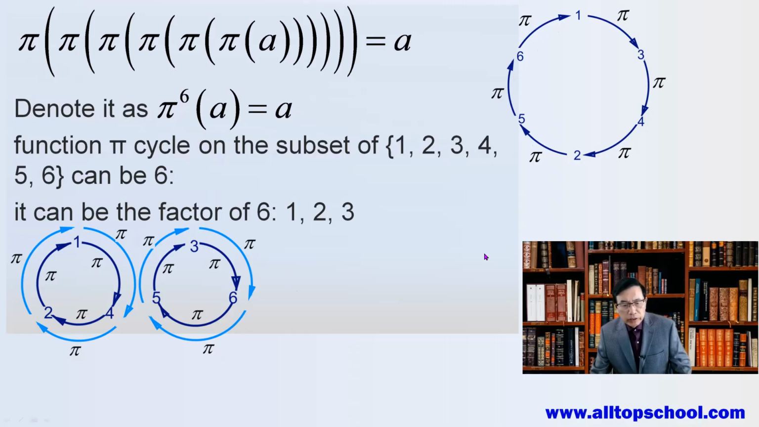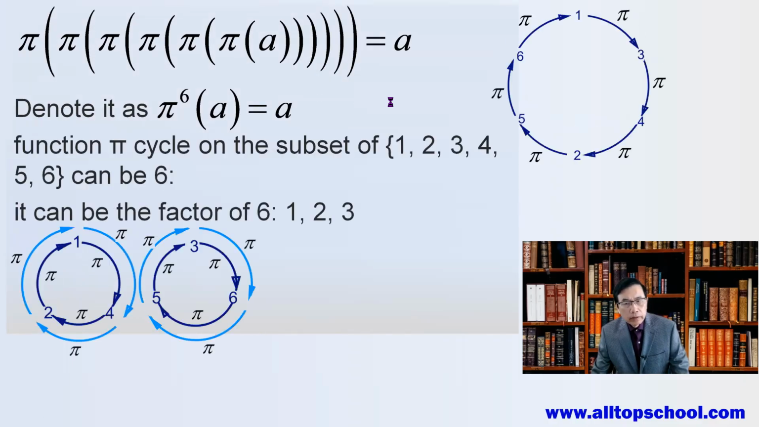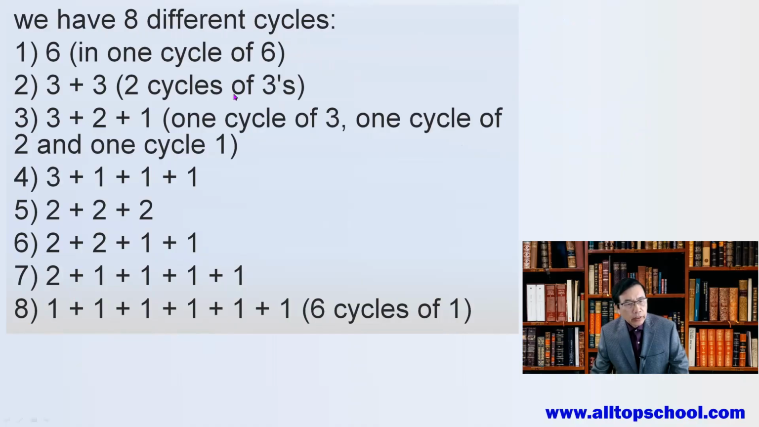We're going to list them in a moment. We have 8 different cycle types. Cycle 6: that's just one cycle of 6, which we already have in the previous example. Also we have two cycles of 3. And now we have one cycle of 3, one cycle of 2, and one cycle of 1, where the number of elements is 6. So 3 in one cycle, 2 others in one cycle, and one left over mapping to itself.